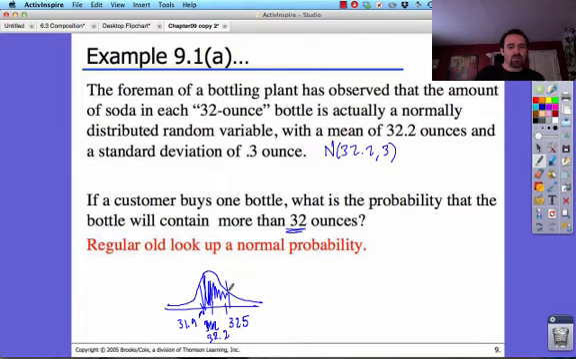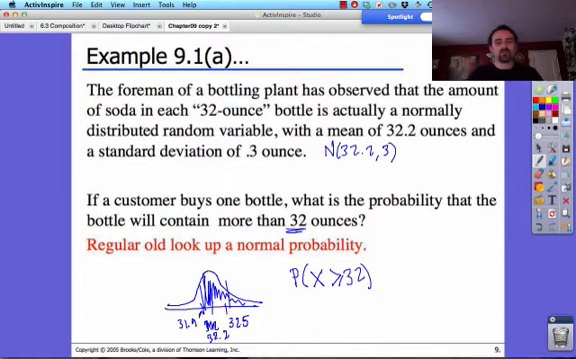So we want this area. It should be bigger than 50%. I'm looking for the probability that the amount in the bottle is bigger than or equal to 32, if the mean of the distribution is 32.2 and the standard deviation is 0.3 and the distribution is normal.